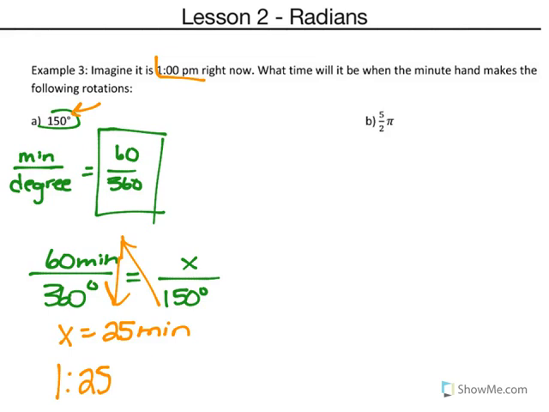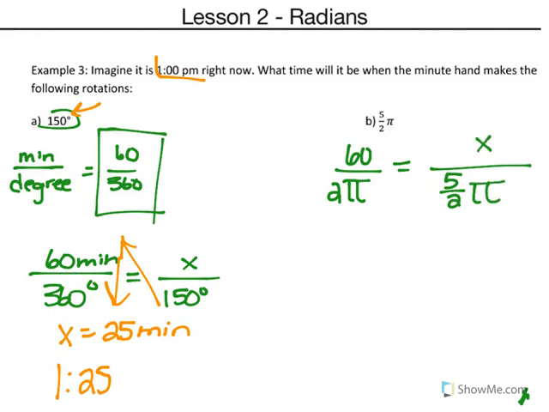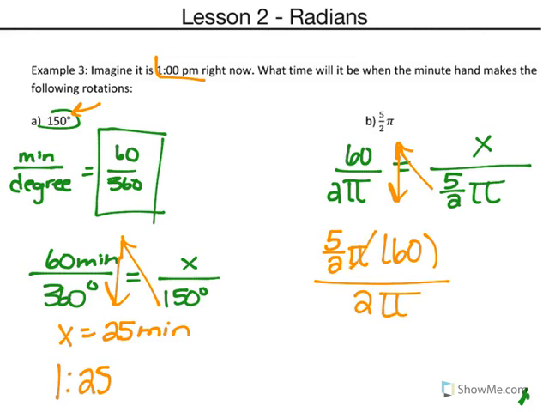And for the next one, 60 minutes is 1 circle, 2 pi is a whole circle as well. So this is our conversion factor. We're going 5 over 2 pi and x minutes. So what you're doing is you're cross multiplying and dividing. I will show you this because lots of you probably don't know how to do this on your calculator. It would be 5 over 2 pi times 60 over 2 pi. The pi's would cancel.